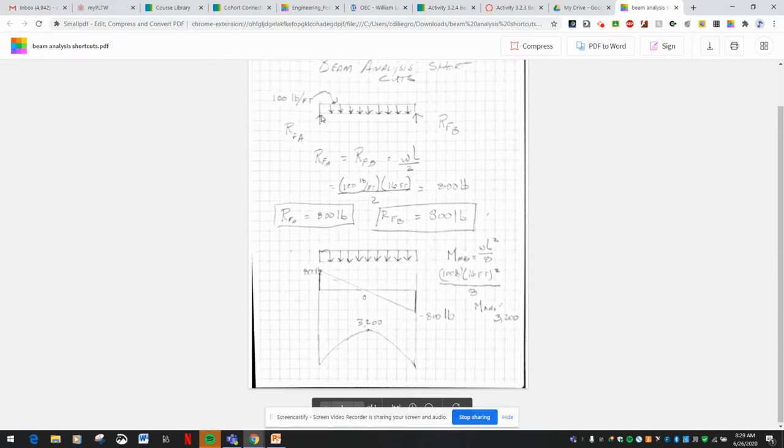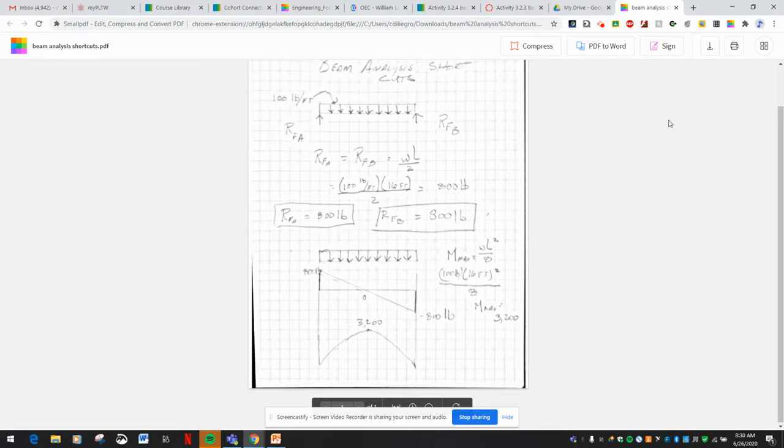And this is the pin. This is the fixed location. And this is the roller. So this has one reaction. This has two, RFA-Y and RFA-X. So I was remiss to not put that in. I wanted to reinforce that fact.